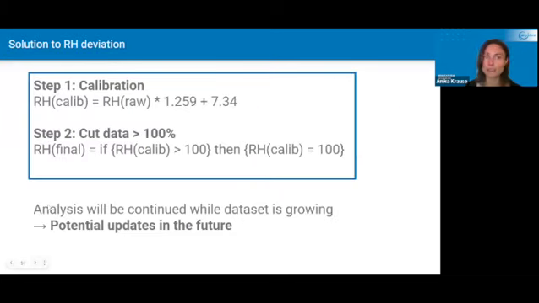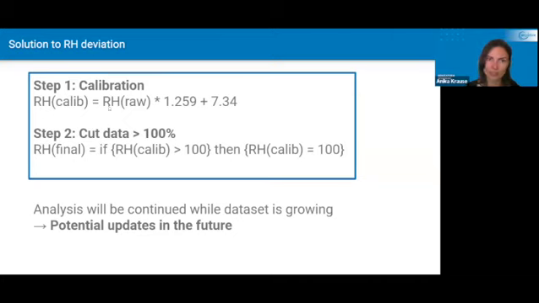So that is already our solution for the RH deviation. We just use a very simple linear calibration, just one line basically. We also need to notice that through this calibration, we might get values that are higher than 100% of relative humidity, which is physically not possible. So we need to cut these ones out.